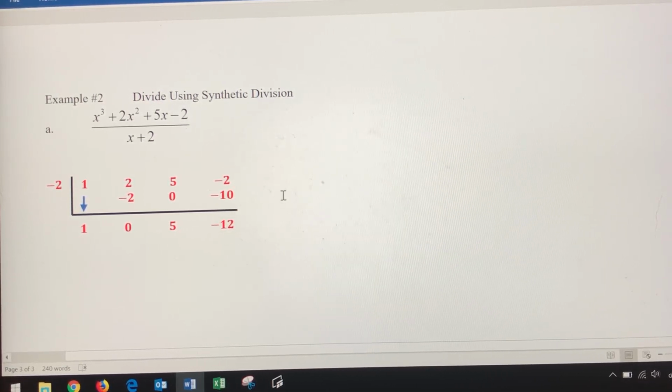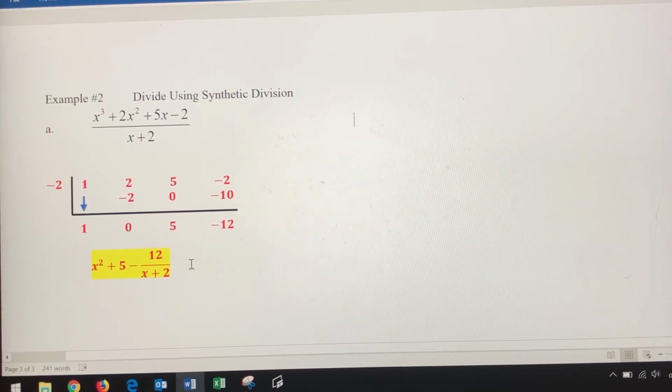Our answer is going to look just like our answer in the long division section of the notes. When we put all that together, notice the coefficient of x squared is 1. The coefficient of x is 0. Notice there's no 0x there. I don't need that. The coefficient of the constant is 5. We don't need the x to the 0. It's just 5. And then my remainder, -12, over the divisor, x plus 2.